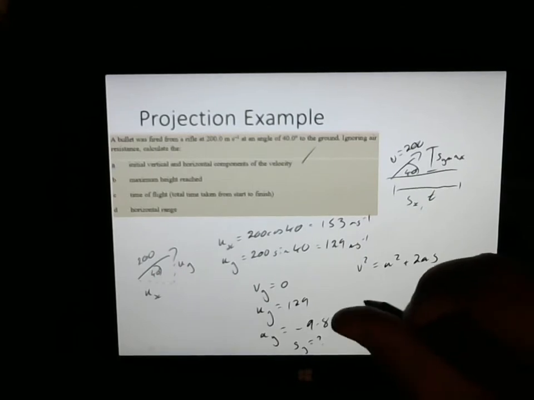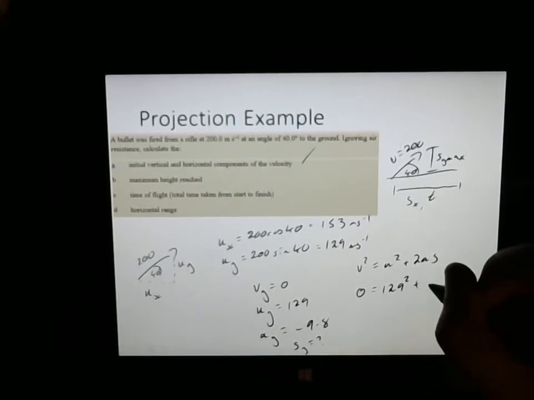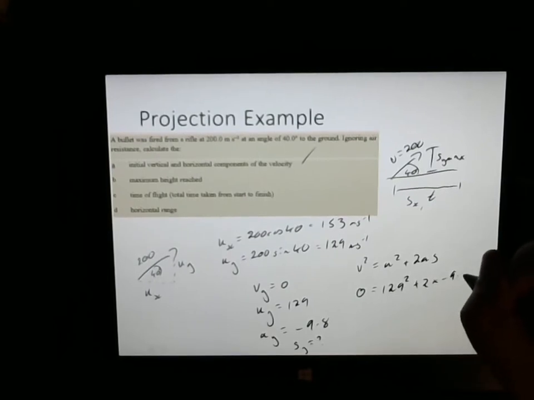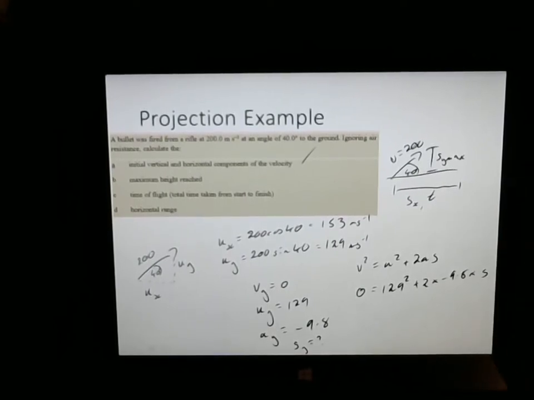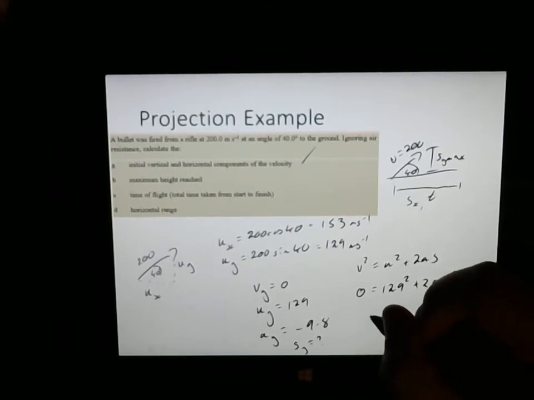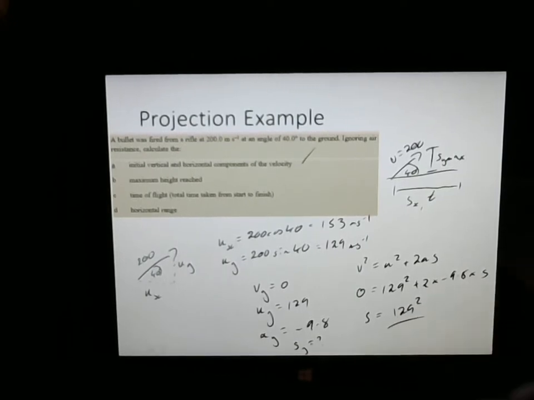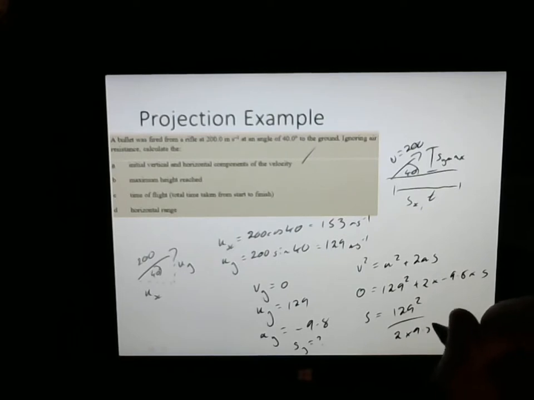So let's put our substitution in. 0 equals 129 squared plus 2 times negative 9.8 times s. And the reason here we can see the negative, when I take this to the other side, this would become negative, and so then I would have a negative divided by a negative. They'd cancel. That's good. My s would then be positive. Or if I take that and divide it back, again the negative will cancel. Rearranging that, s will equal 129 squared over 2 times 9.8.